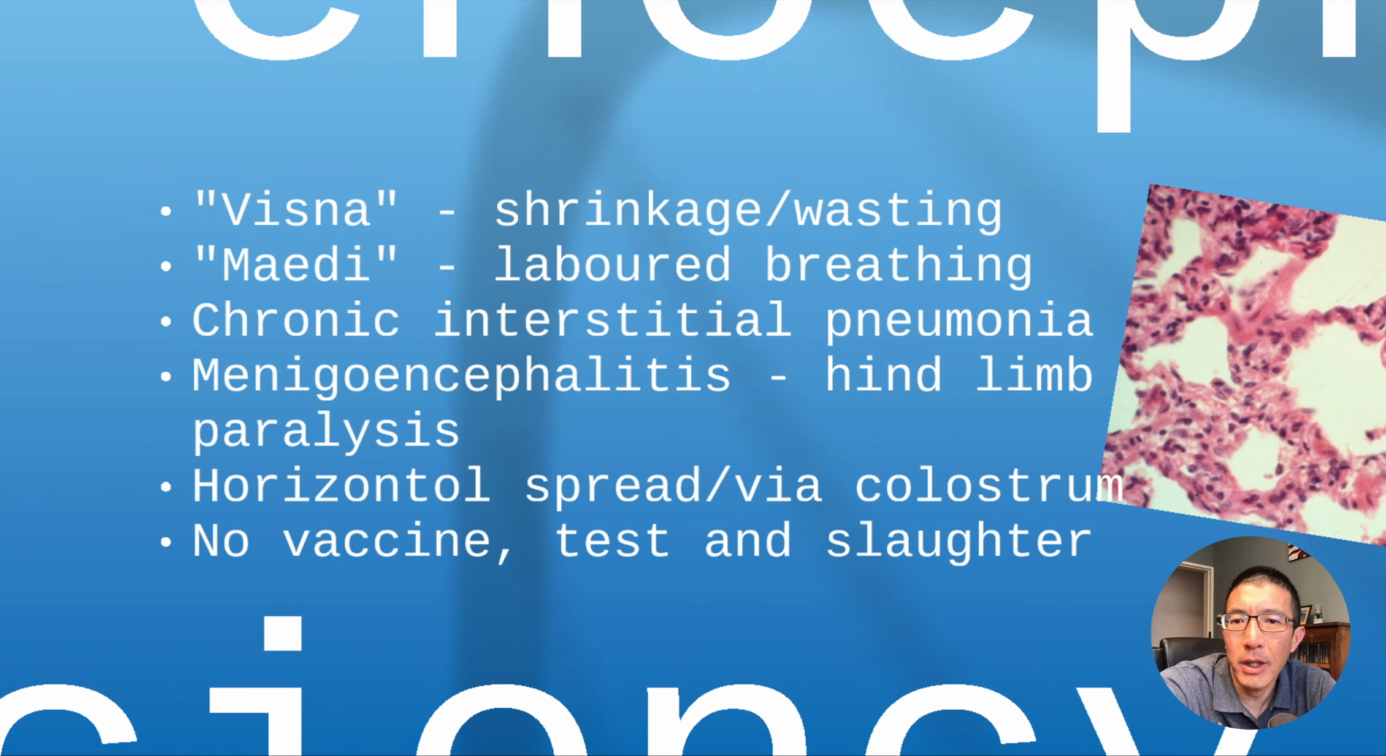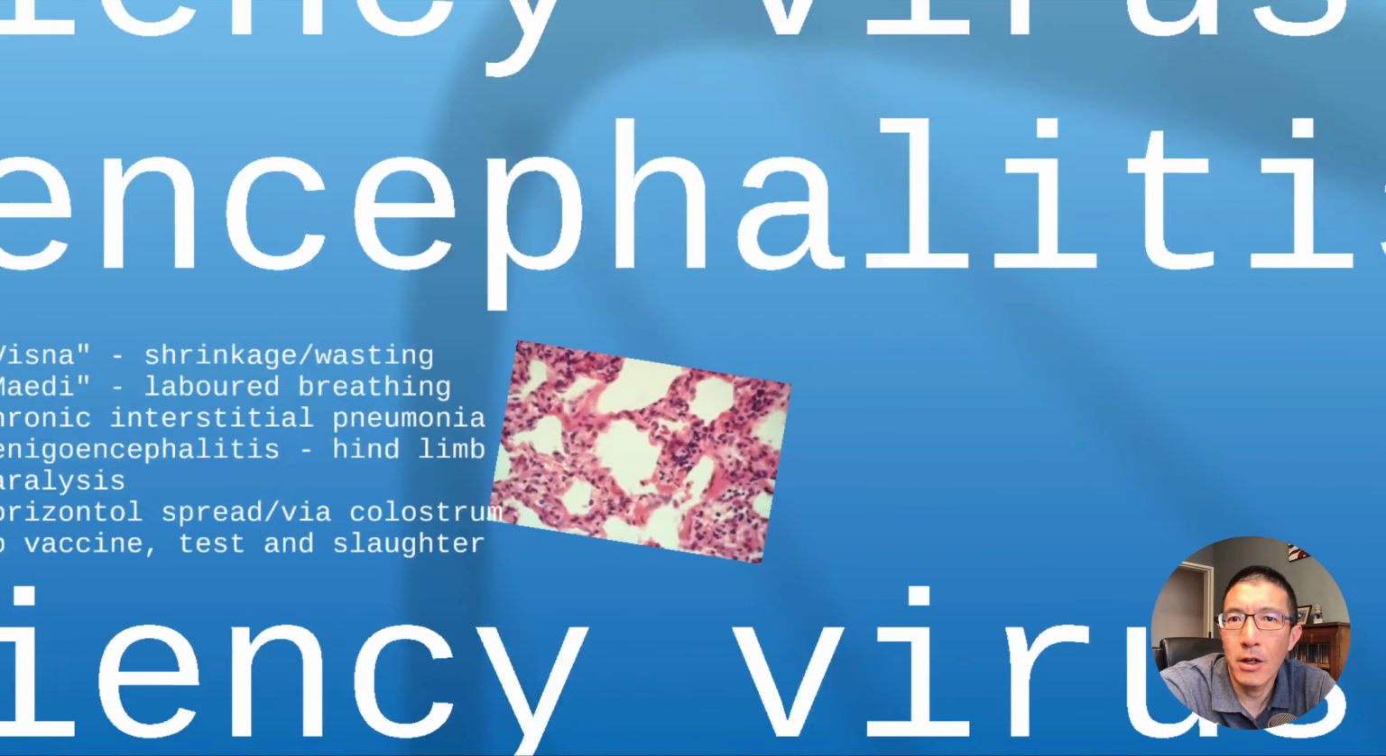Visna means shrinkage or wastage in Icelandic, where the disease was first described. The wastage is as a result of a paralyzing meningoencephalitis. The other syndrome that can occur is Maedi, which refers to labored breathing. This disease does not occur in South Africa.